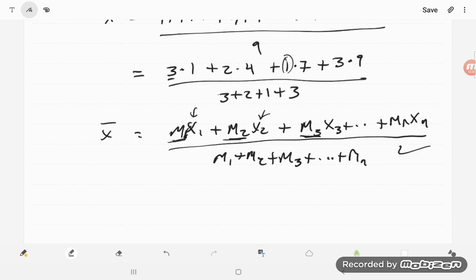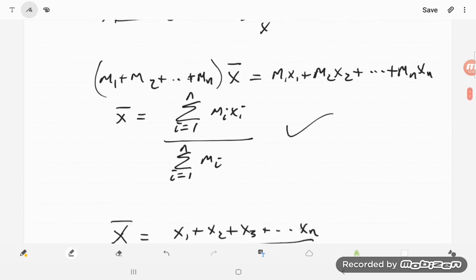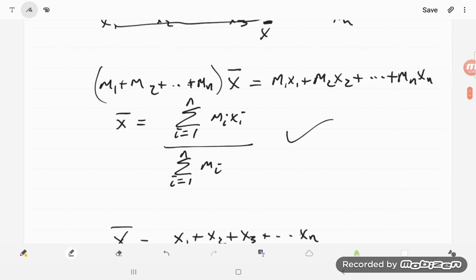Okay, so it's an average, and in physics terms, we call it the center of mass because it tells us a place where we can balance something. Okay, so that is our definition so far of center of mass, right here. And so we'll go on to more things.